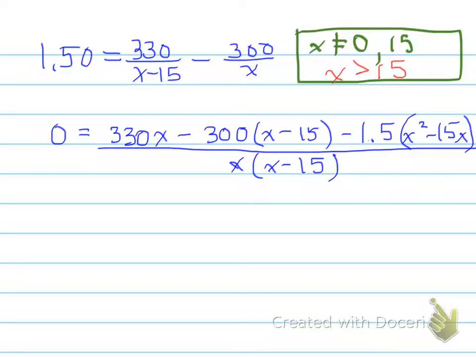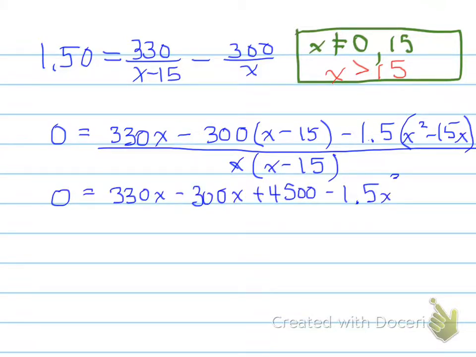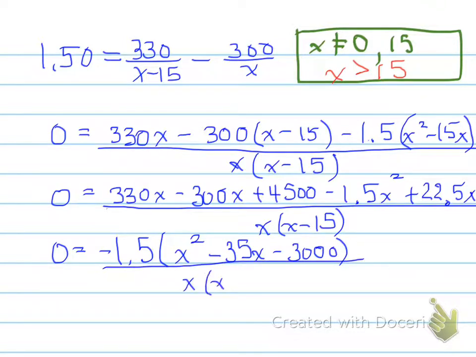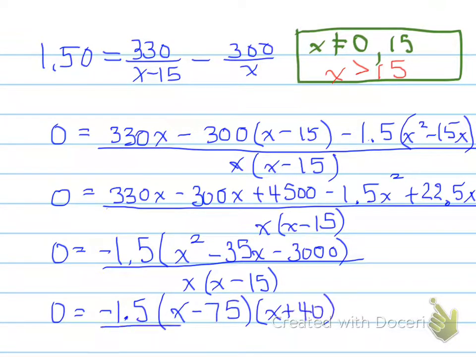All right, so let's keep going. Expand and collect like terms. That's what we have to do. Once we do that, we can take common factors. I'm going to collect like terms and common factor at the same time, and that's what we get here, divided by x times x minus 15. Then we're going to factor that numerator, and we get these values.